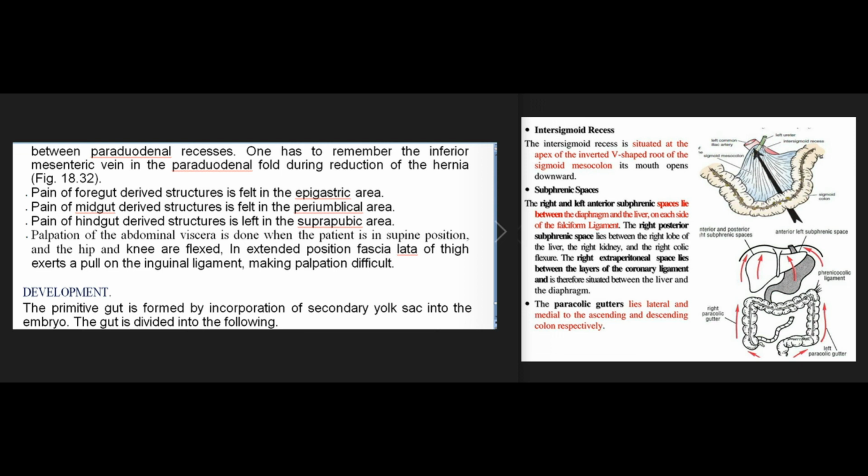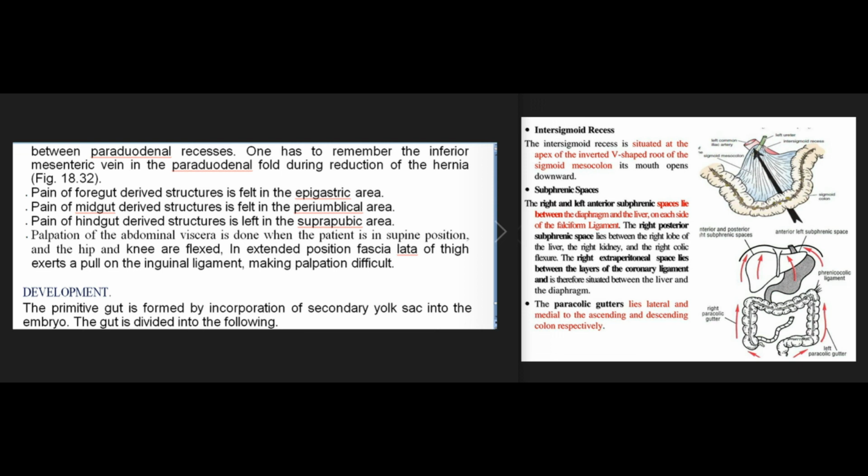Pain of foregut-derived structures is felt in the epigastric area. Pain of midgut-derived structures is felt in the periumbilical area. Pain of hindgut-derived structures is felt in the suprapubic area. Palpation of the abdominal viscera is done when the patient is in supine position, and the hip and knee are flexed. In extended position, the fascia lata of the thigh exerts a pull on the inguinal ligament, making palpation difficult.